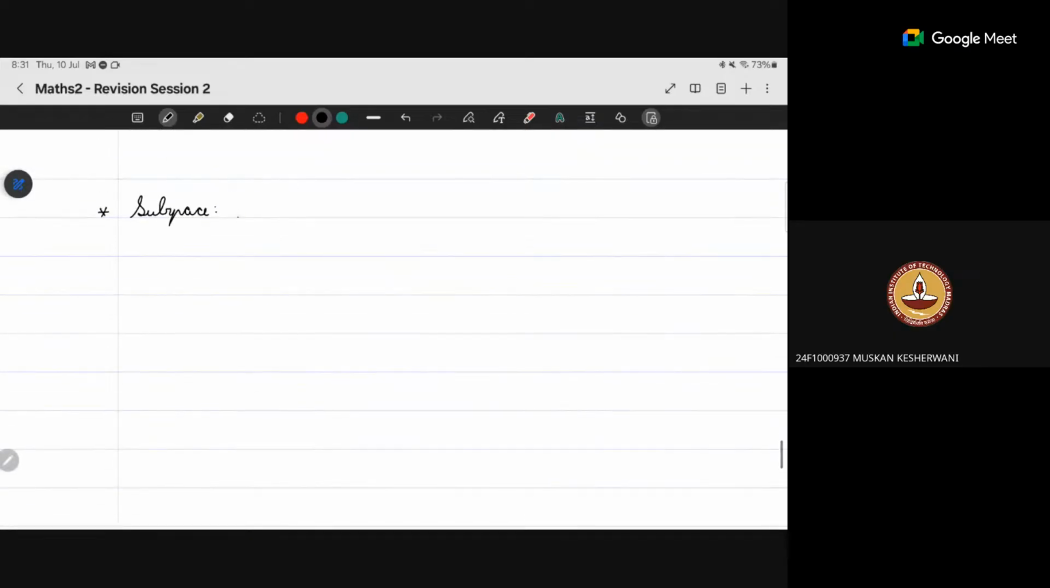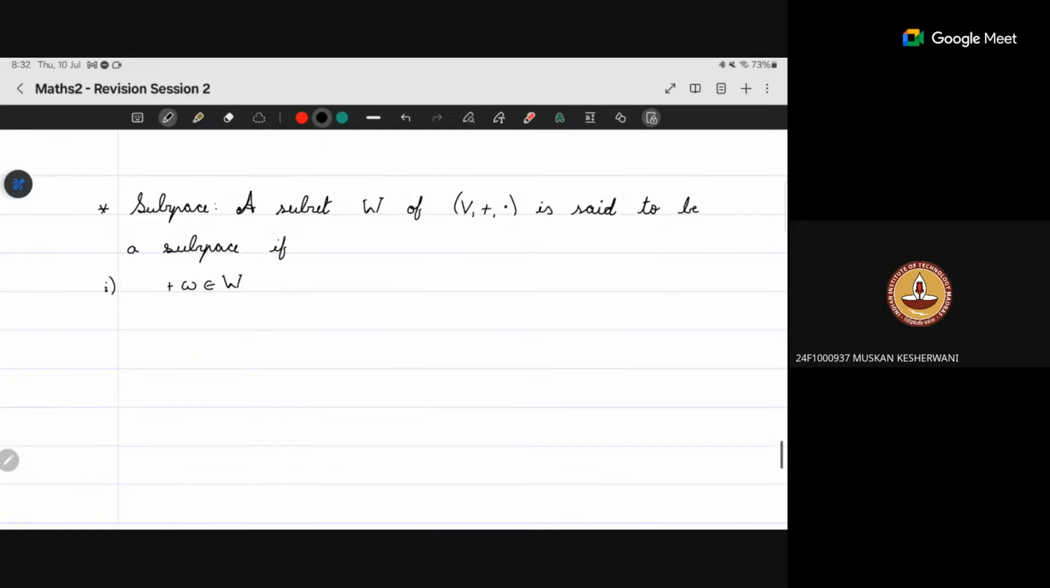Okay. So a subset W of V is said to be a subspace if the following conditions hold: W1 plus W2 is in W, for all W1 and W2 in W.